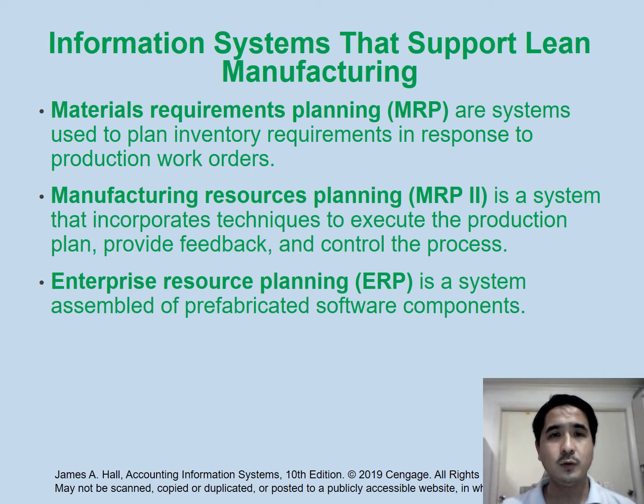Okay. If you look at the definition, for the materials requirements planning or MRP, the focus is on the inventory requirements. For the manufacturing resource planning, MRP2, it incorporates techniques on the production, not only on inventory requirements. And for ERP, it's an assembled software. Actually we've discussed this in SAP. So it's a system used company wide. Okay.